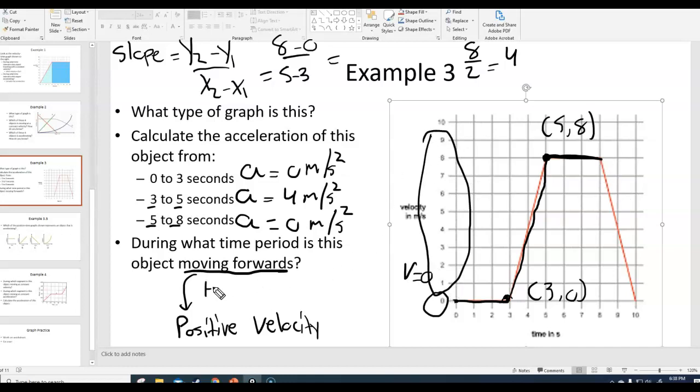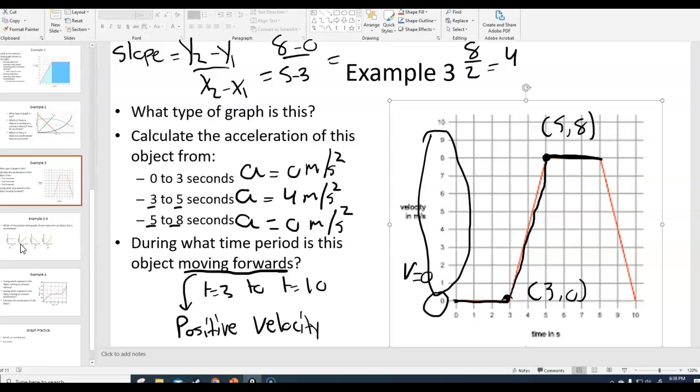So I would say from t equals 3 seconds to t equals 10 seconds, the object has a positive velocity, and so it's moving forward. Okay, don't confuse negative slope with negative velocity. Here the graph is decreasing. The slope is definitely negative because the graph is going down, but the actual values are still positive because it goes from 8 to 7 to 6 to 5 to 4 to 3, but those values are still positive.